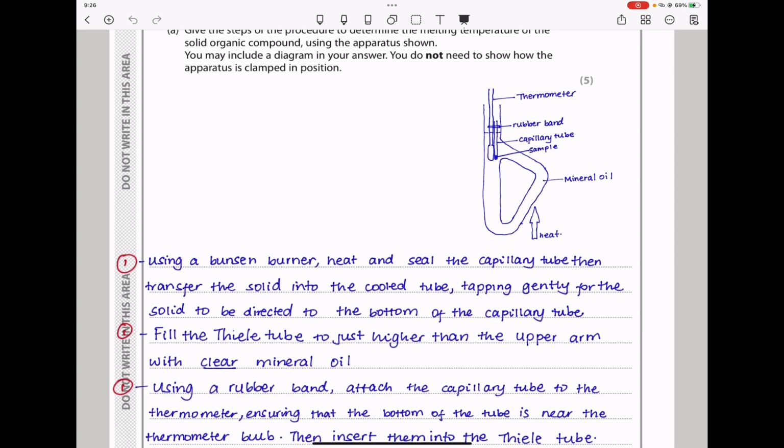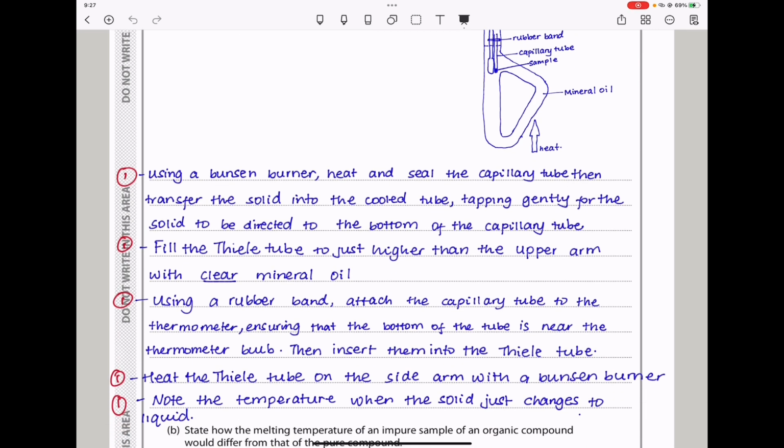The capillary tube is that. Actually, initially it has both ends open. So you heat one of the ends on a Bunsen burner so that it softens, and then you seal it. When it cools down, then you put the sample inside. So you have to tap gently for the solid to be directed at the bottom of the capillary tube. And then you fill the fuel tube to just higher than the upper arm with clear mineral oil. It has to be clear so that you can be able to see when the sample melts.